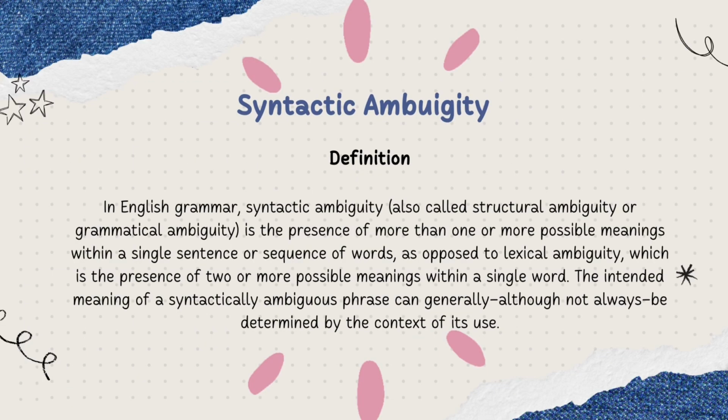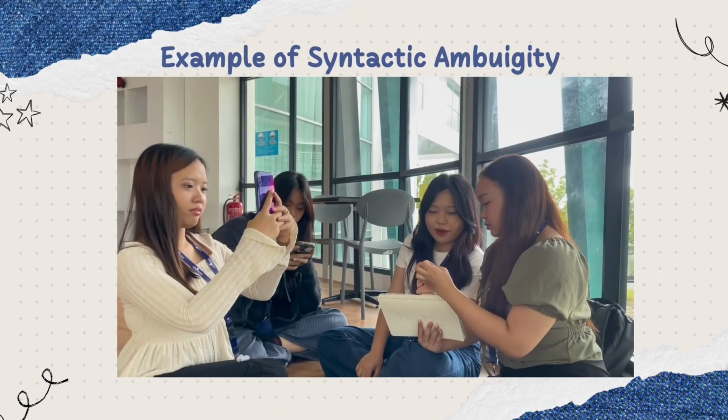Last but not least, syntactic ambiguity. In this slide, the definition of syntactic ambiguity will be explained. In English grammar, syntactic ambiguity, also called structural ambiguity or grammatical ambiguity, is the presence of two or more possible meanings within a single sentence or sequence of words, as opposed to lexical ambiguity, which is the presence of two or more possible meanings within a single word. The intended meaning of a syntactically ambiguous phrase can generally, although not always, be determined by the context of its use.